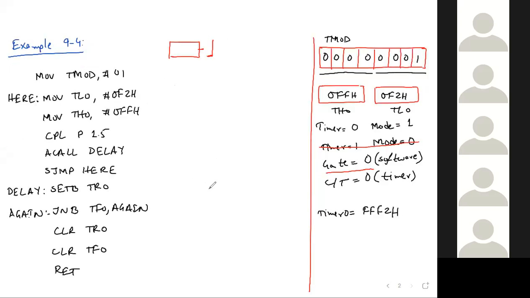So what is actually happening? See, when you start the timer, your timer will start from FFF2. From here, you will go to FFF3. Then from here all the way, you will go to FFFF. Okay, that is the last number. This is the largest number that you can hold in your timer, isn't it?